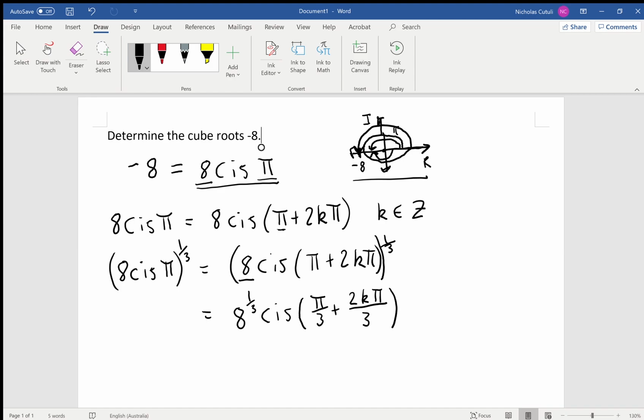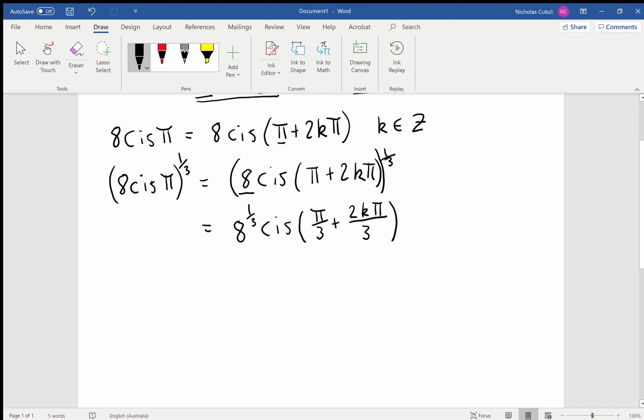Okay, and remembering k is any number that I want, as long as it's a whole number, so 0, 1, 2, 3, 4, 5, 6, or it could be -1, -2, -3. So if I look at those different values, well, first of all, 8 to the power of 1/3 is going to be 2 cis. And I'm going to look at a couple of different values for k.